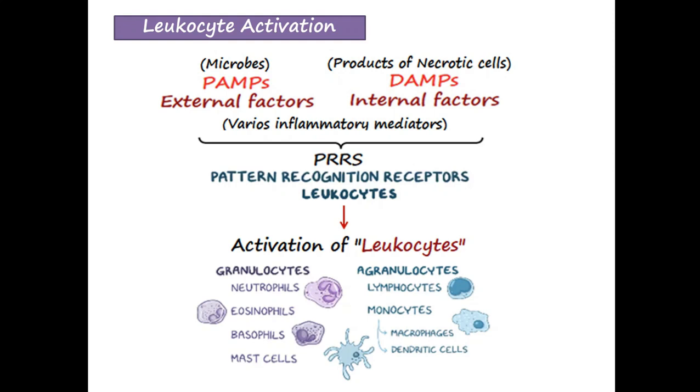Now, once the leukocyte, the inflammatory cell, recognizes the PAMP and DAMP through its pathogen recognition receptors lying on its surface, this causes activation of the recruited leukocytes. Now, what are the major recruited leukocytes? We divide them into granulocytes, those inflammatory cells that contain granules, for example, neutrophils, eosinophils, basophils, and mast cells, and the agranulocytes, those cells that do not have granules in their cytoplasm, and these are the lymphocytes.